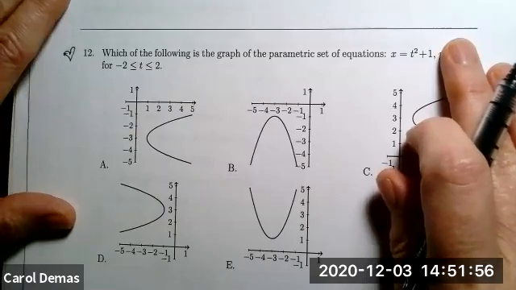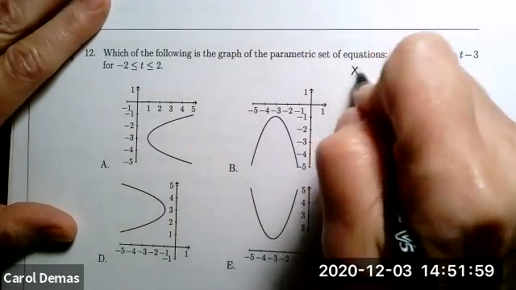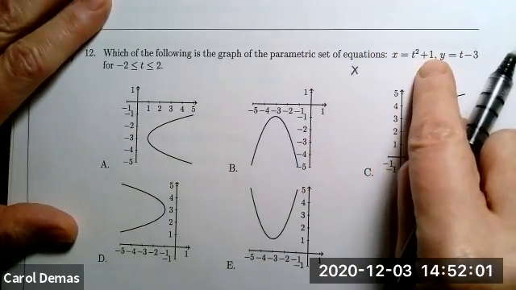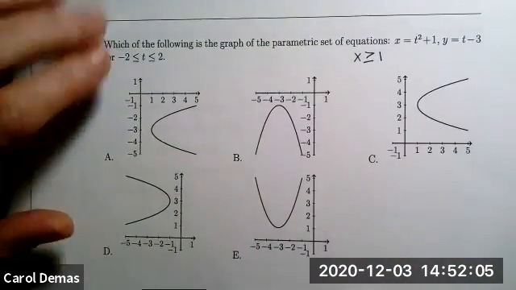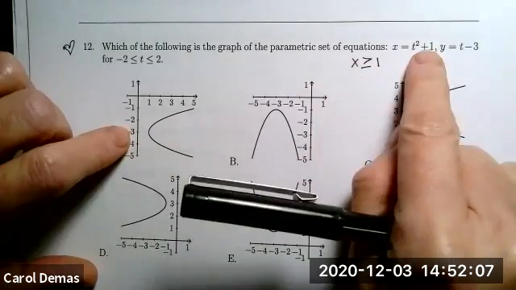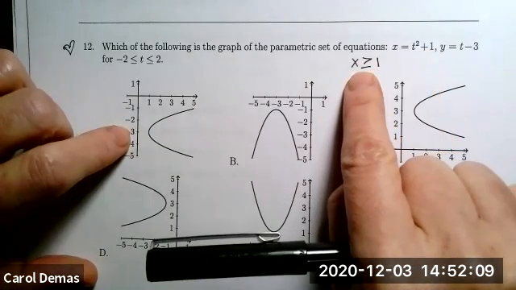It's always positive, so x is always greater. What's the minimum value of x? It's 1, right? So x is always greater than or equal to 1. Does everybody agree with that? That x will always be greater than or equal to 1?